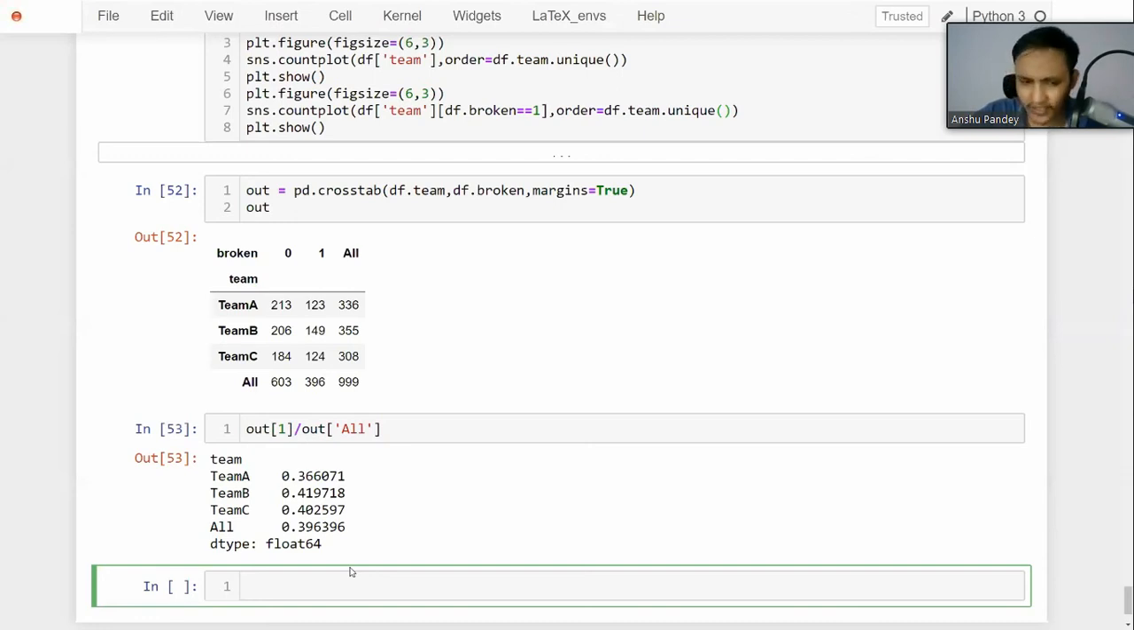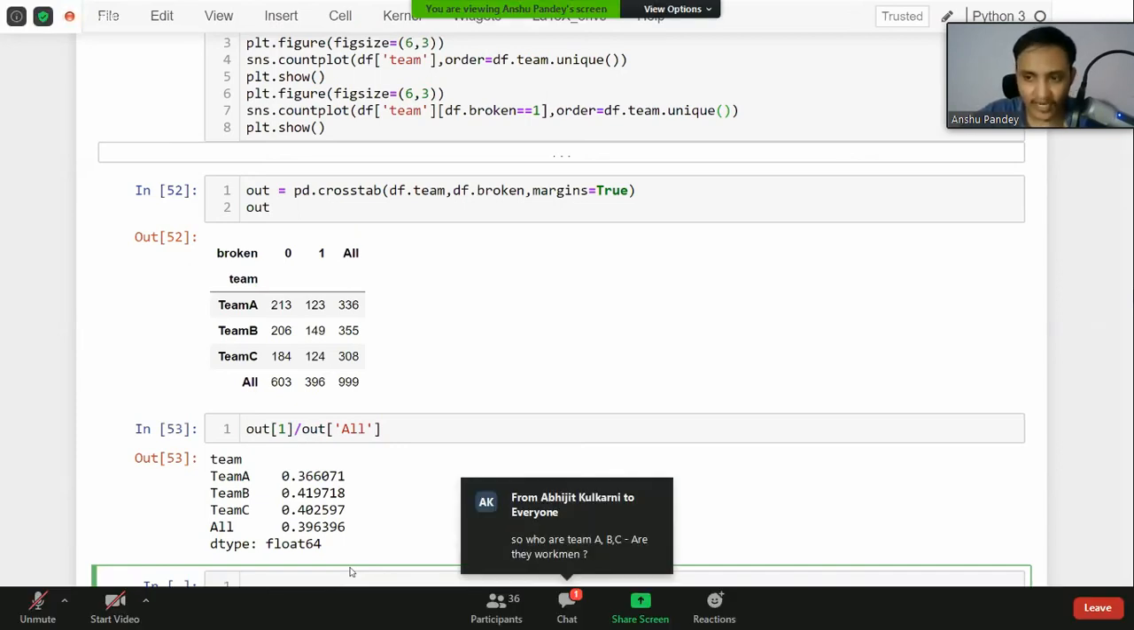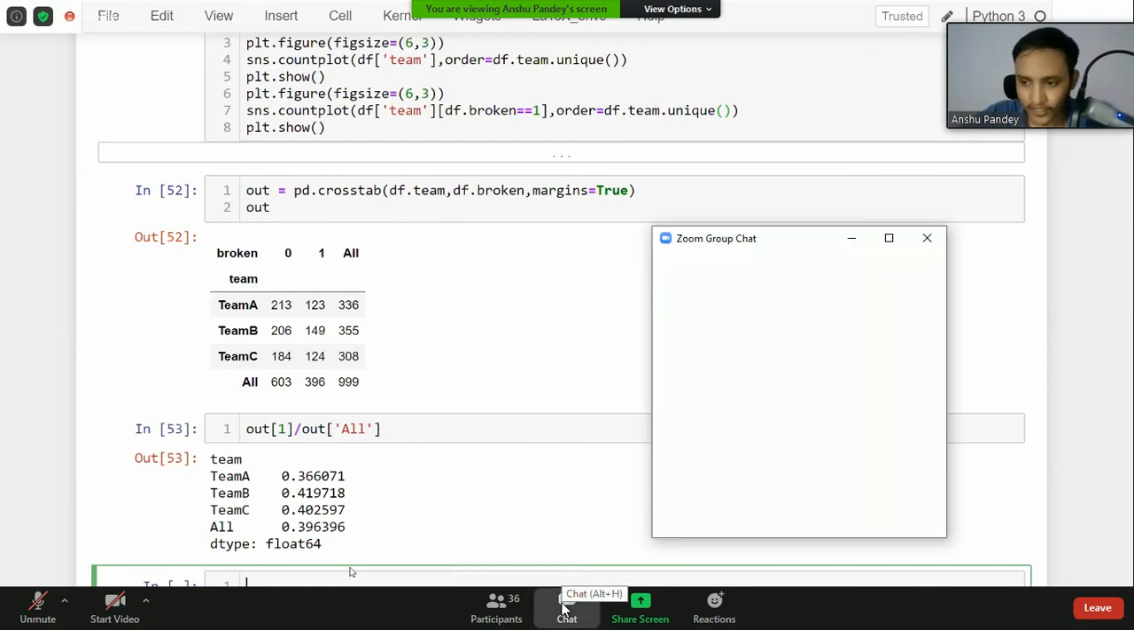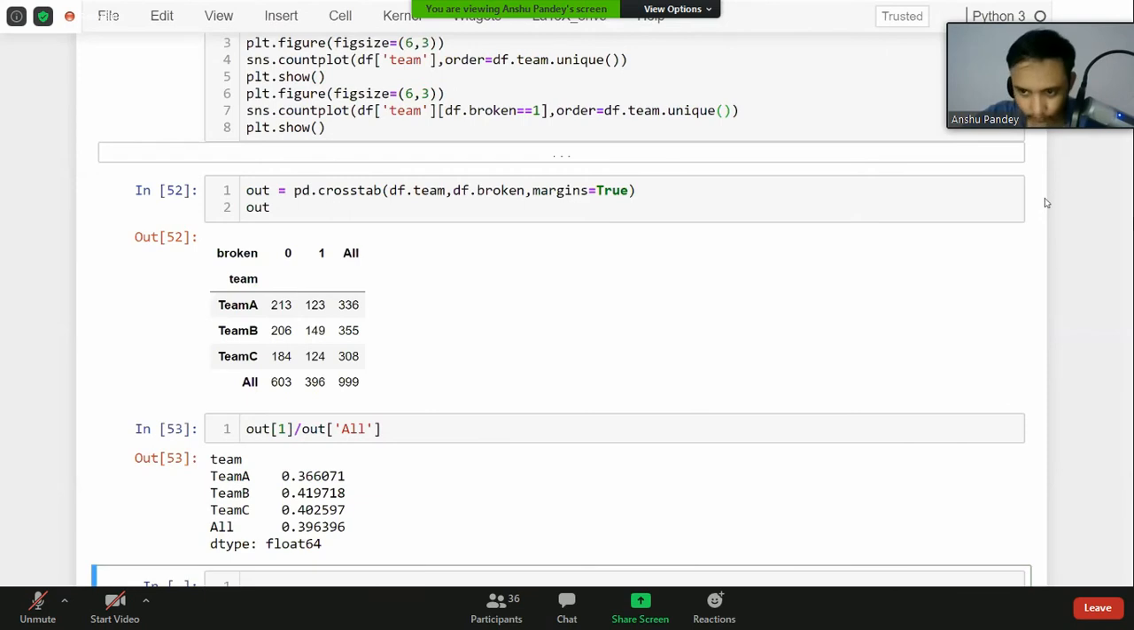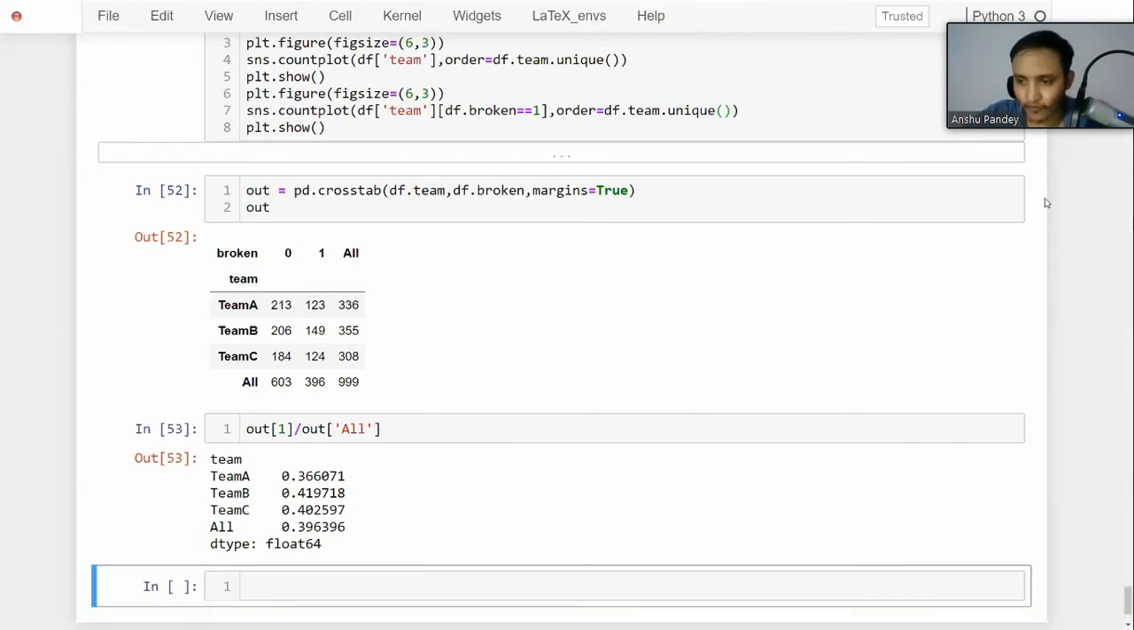That means team A is taking care of machines much better, or maybe they are handling machines much better compared to the way team B or team C is handling the machines. They are a group of workers, you can say, right? In the factory, they are different teams. So team A is, let's say, a group of 80 workers, and team B is a group of 80 workers, and similarly C is a group of 80 workers.